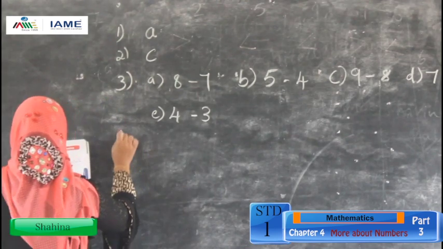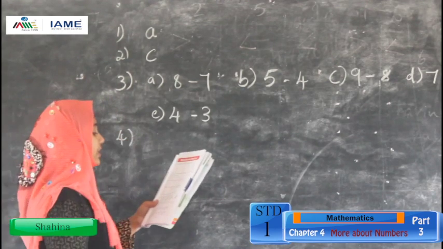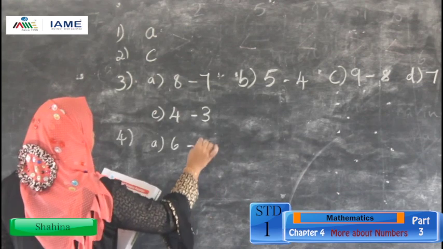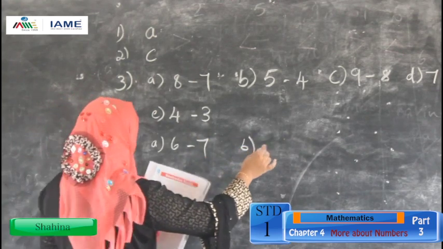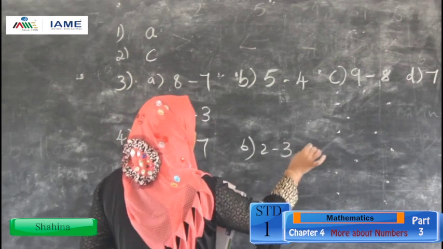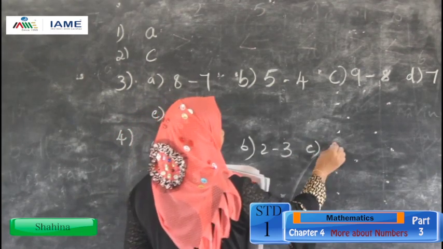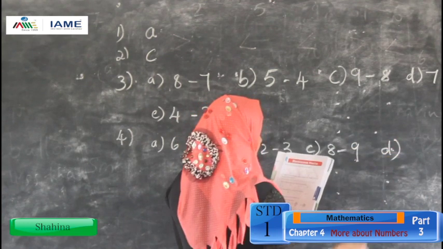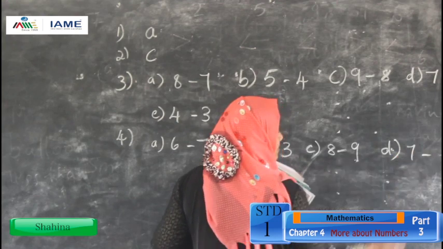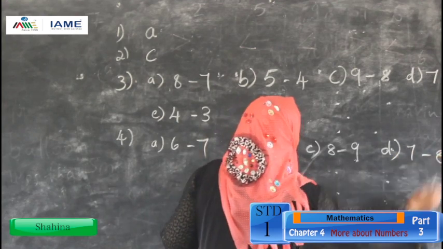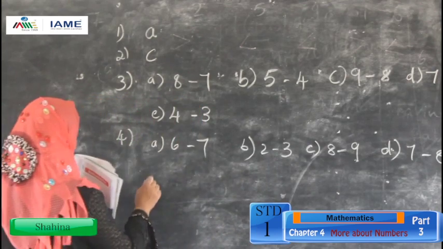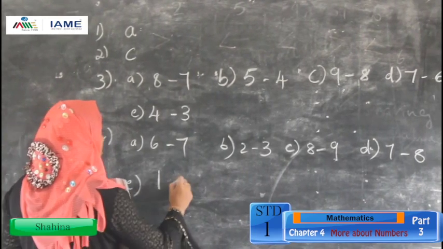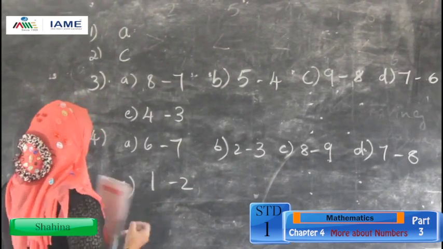And the fourth one, what comes just after in each of the following? After 6, which number comes? Yes, 7. After 2, which number? 3. After 8, which number comes? 9. After 7, which number comes? 8. And after 1, which number comes after 1? Yes, 2.